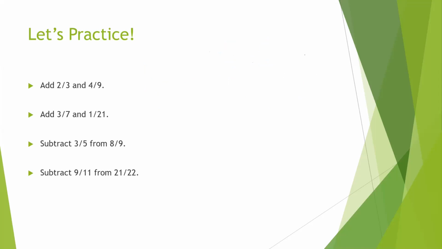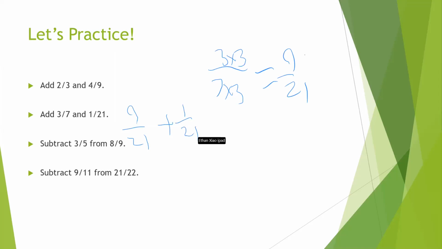Add 3/7 and 1/21. So again, the LCM of 7 and 21 is 21. Since 21 is a multiple of 7, we need to multiply 3/7 in order to catch up with the denominator 21. So we know that 7 times 3 is 21. So that would be 7 times 3 here. And we have to multiply the numerator by the same thing. So 3 times 3, which is 9/21. So we just add 9/21 plus 1/21, and the answer is 10/21. So this is the answer to the second problem.